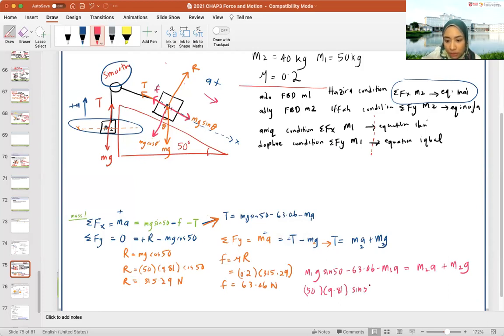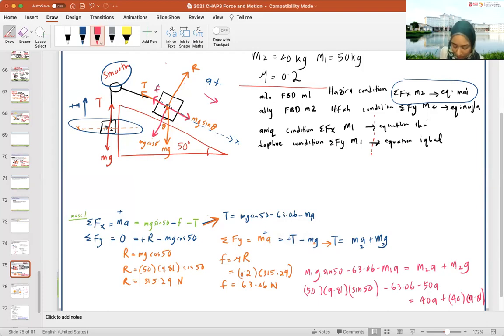Sin 50. The physics we already did in the free body diagram earlier. So 50 times 9.81 sine 50, minus 63.06, minus 50A. This is equal to, mass number 2 is 40 kilograms, 40A plus 40 times 9.81. Remember, in this equation there is no negative g. All the negatives we already settled in the free body diagram.